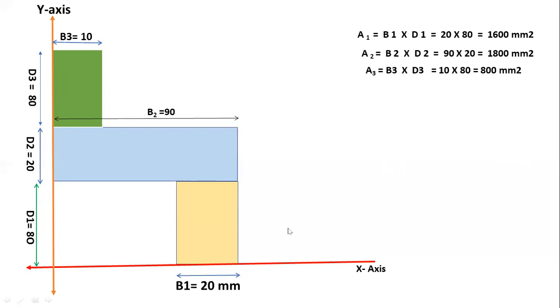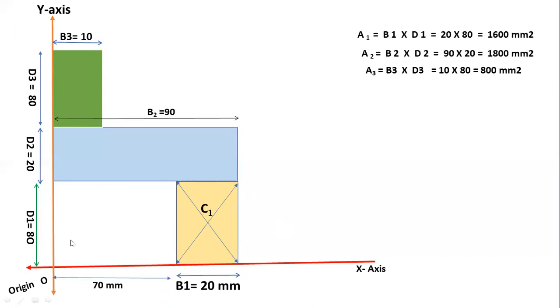For locating the individual centroids, you have to draw diagonal lines. So now I am drawing the diagonal lines for locating the individual centroids. This intersecting point is the centroid of the bottom rectangle. C1 is the centroid of the bottom rectangle.